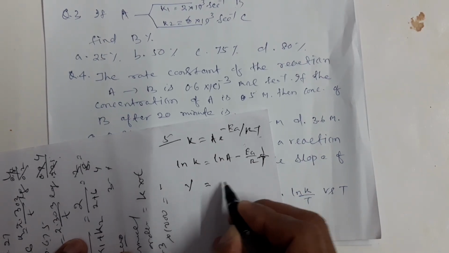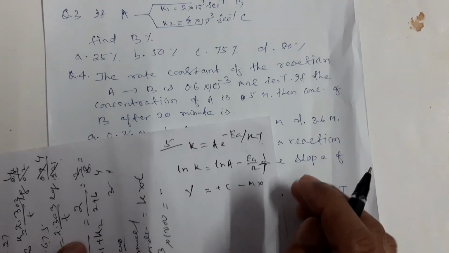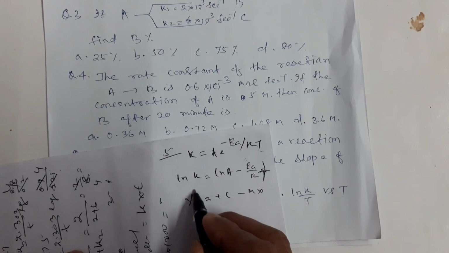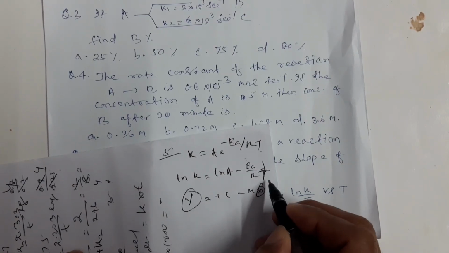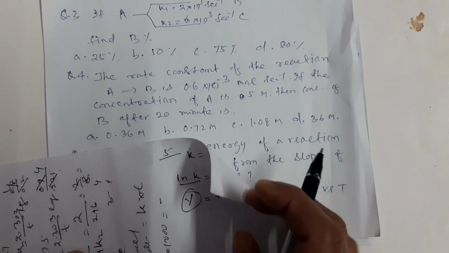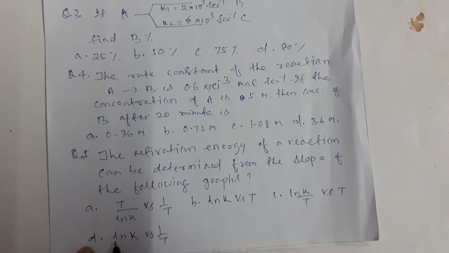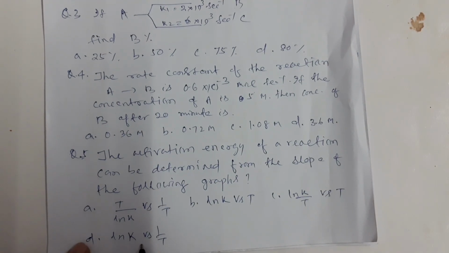y is equal to mx plus c. So here, what is asked? This is the y-axis and this is the x-axis. So this is ln k versus 1 by T. So ln k versus 1 by T is the correct answer.